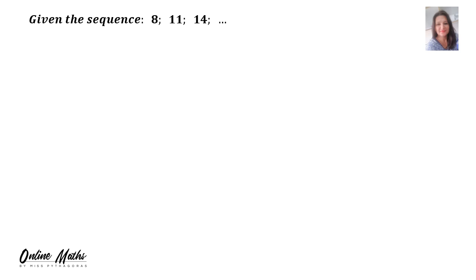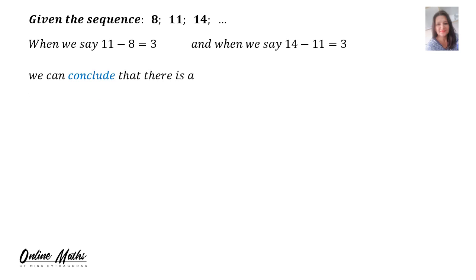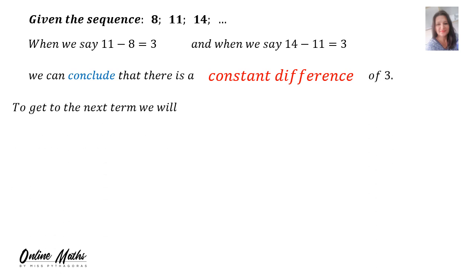Given the sequence 8, 11, 14, when we say 11 minus 8 is 3, and when we say 14 minus 11 is 3, we can conclude that there is a constant difference of 3. To get to the next term, we will add the 3. This is what makes this a linear number sequence.